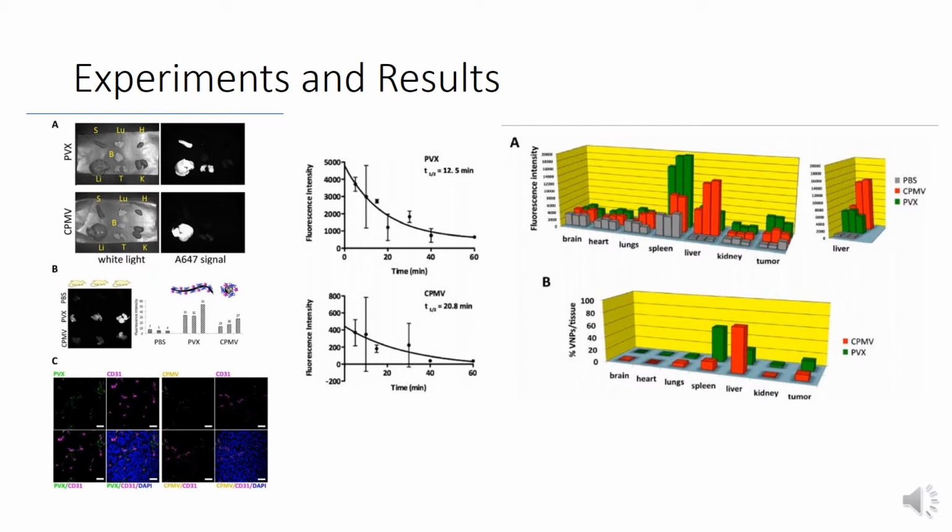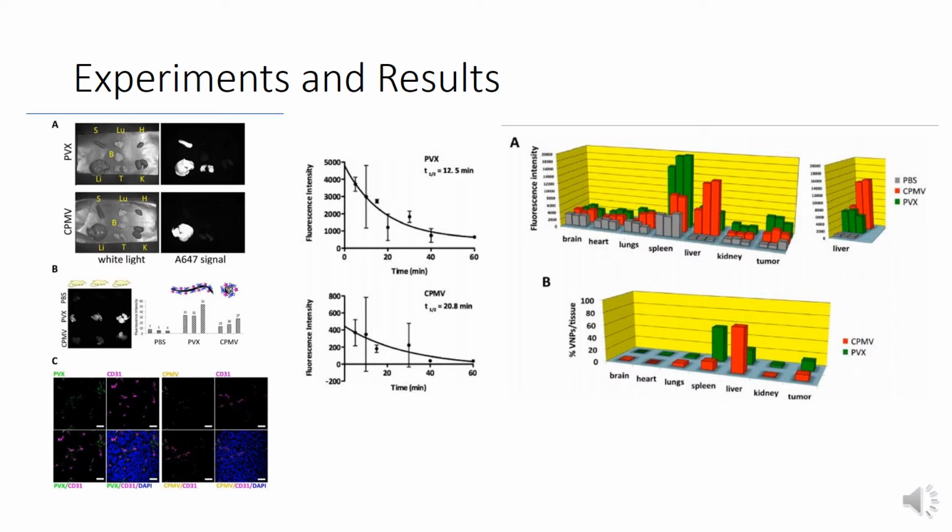Imaging and quantitative biodistribution indicate that the CPMV VNPs tend to localize to the liver with negligible tumor accumulation, whereas PVX shows enhanced tumor homing. This enhanced homing could be due to the filamentous structure of the PVX versus the spherical structure of CPMV, as nanofilaments are thought to penetrate tumors and tissue better, thus increasing tumor retention of the PVX.